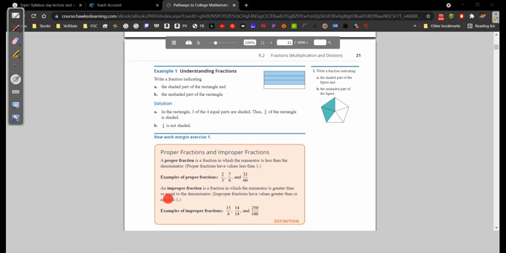Proper fractions and improper fractions. A proper fraction is a fraction in which the numerator is less than the denominator. Examples of proper fractions are 2/3, 7/8, and 32 over 60. These are proper fractions because the number on top is smaller than the number on bottom. Improper fractions are kind of the opposite: the numerator is greater than or equal to the denominator. For example, 15 over 8, since 15 is bigger than 8; 14 over 14 is the same because it says greater than or equal to; and 250 over 100, since 250 is larger than 100.